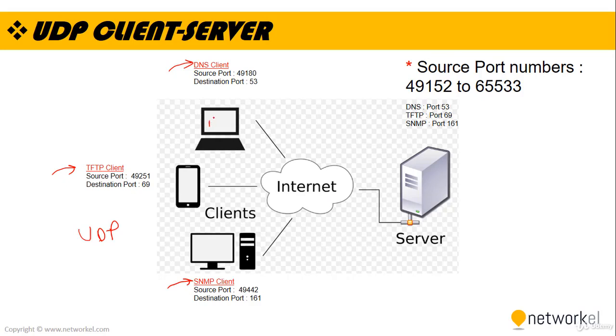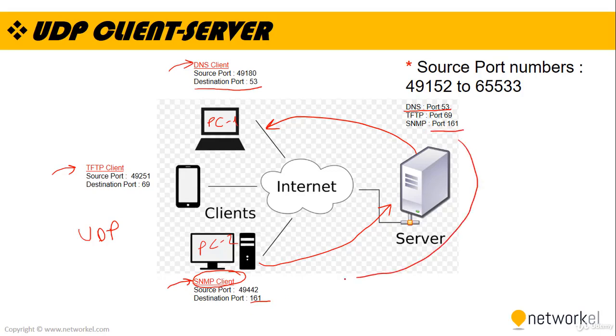For example, if PC1 wants to get the DNS service from this server, it sends UDP packets saying, hey, my destination port is 53, that means I need that DNS service from you. For example, let's take a look at this client, which is PC2. This is an SNMP client, and SNMP uses UDP also. So this is sending a UDP message with a destination port of 161 to get the SNMP service from this server.